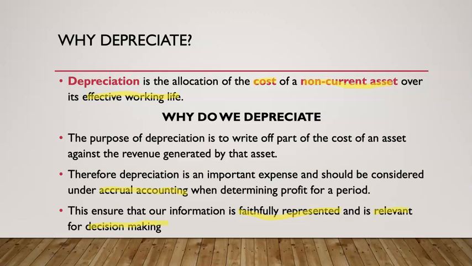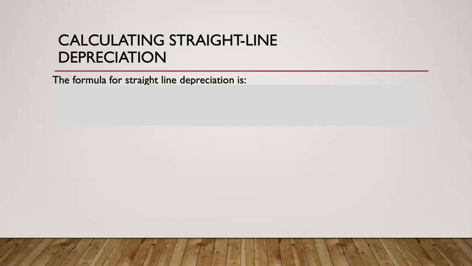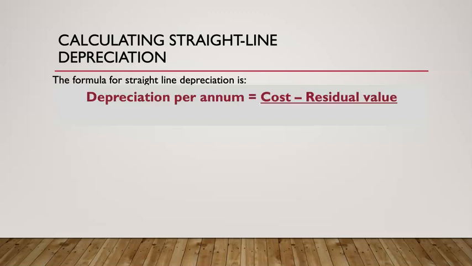We need to know in reality how much of our asset has been used up, what is the actual potential value of our assets. So how do we calculate it? The formula for straight line depreciation is as follows. Depreciation per annum, so depreciation per year, is going to be the cost of our asset minus something called the residual value, divided by the estimated life.